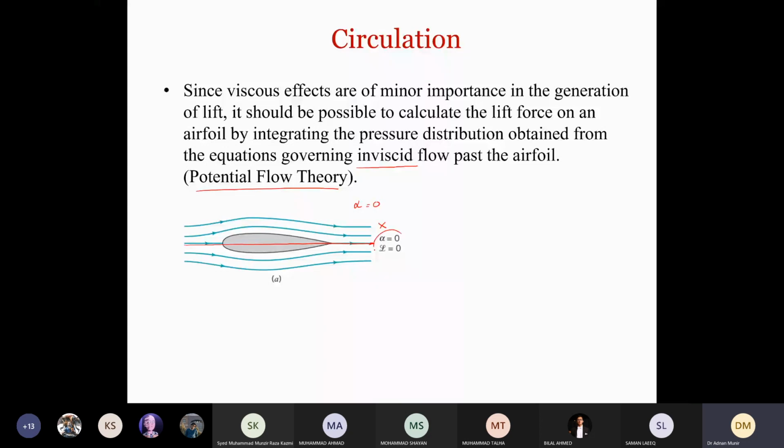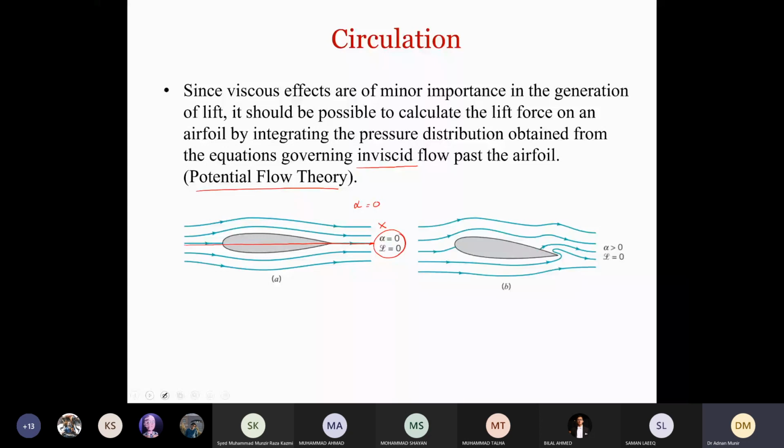Now, if we increase the angle of attack very slightly, in this case we have increased the angle of attack but very slightly. So in this case, there is insignificant change in the lift force. Why is there insignificant change in the lift force?